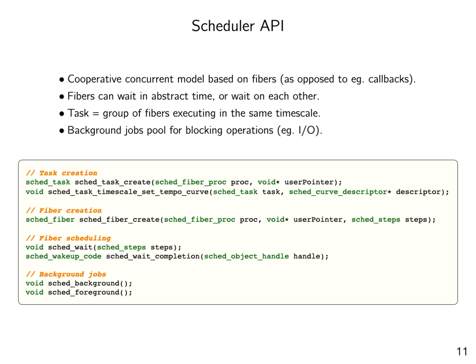We have another notion, which is the notion of task, which is a group of fibers executing in the same time scale under the same time transformation. And we also provide a background thread pool for blocking operations. Normally, blocking operations such as I/O would stall the concurrent scheduler. So what we do instead is that before doing a blocking operation, we send the fiber into a background thread. And then when the operation is done, we can bring it back into the normal scheduling flow.